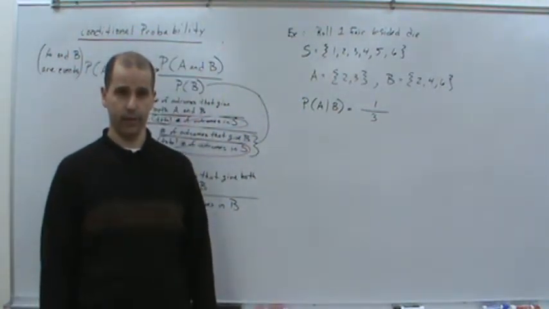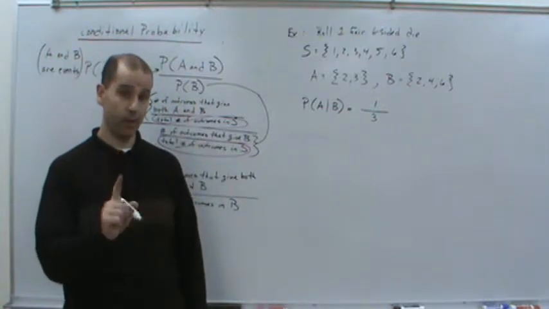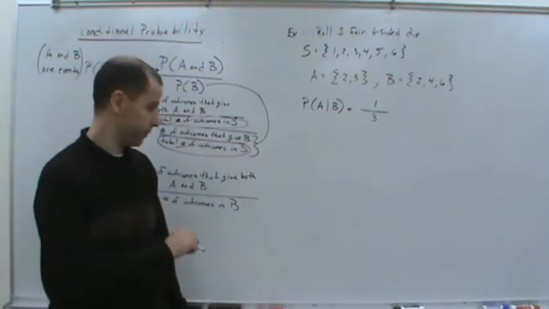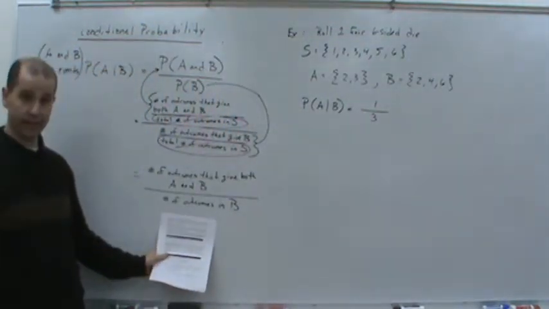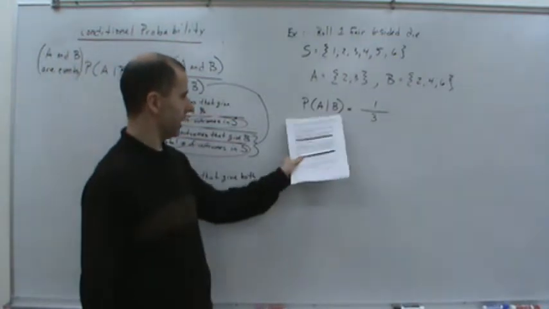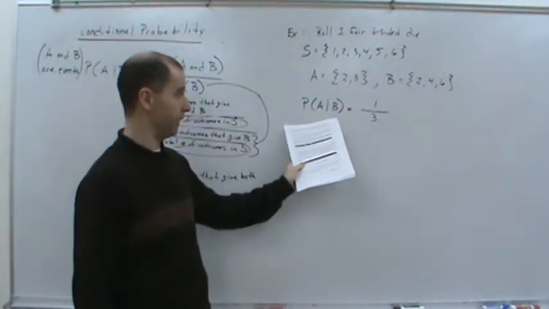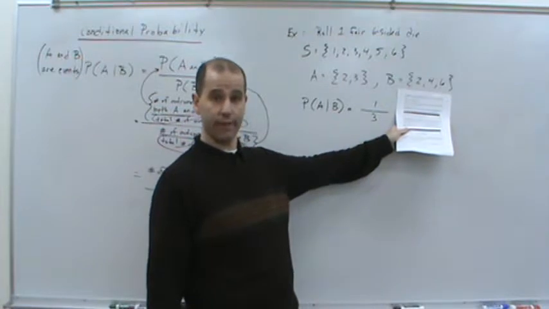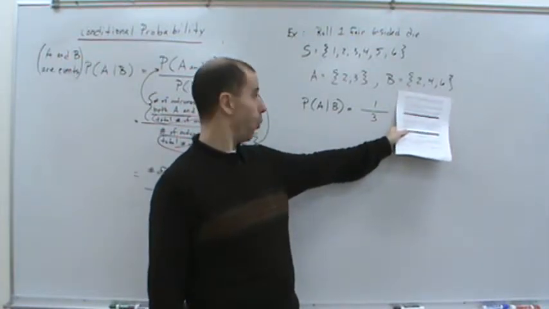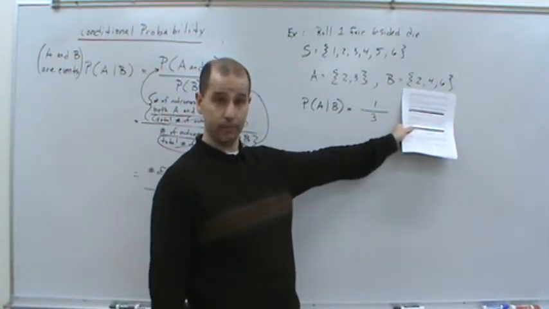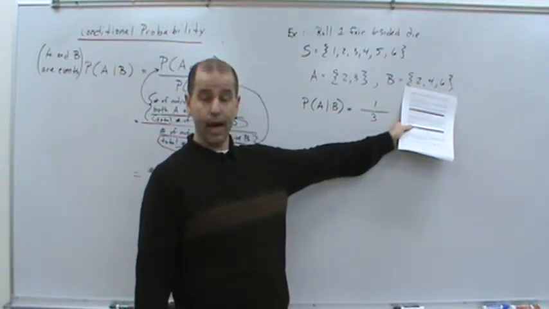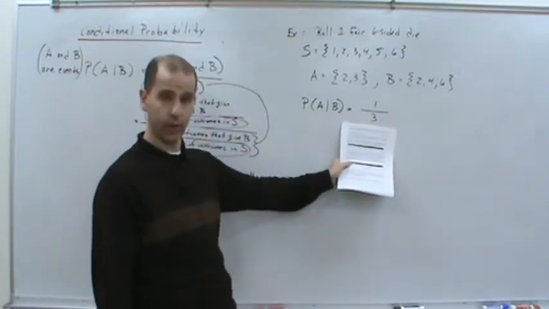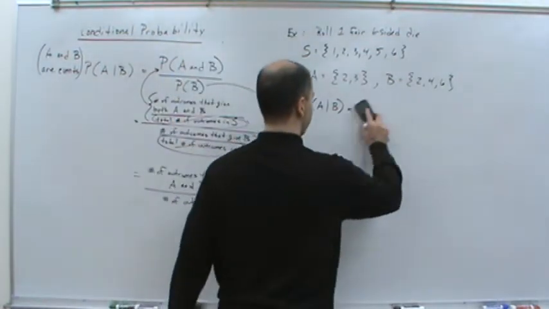Okay? So now let's do it again and apply the definition, the formula. What I just did was use this idea that if I just look at B, because I'm talking about the sample space of B, then as soon as I know that B has occurred, I know one of these 3 numbers has happened. So all I care about is, out of those numbers, how many will give me A? And the answer is 1. So 1 out of 3. Okay? So now let's use the formula.